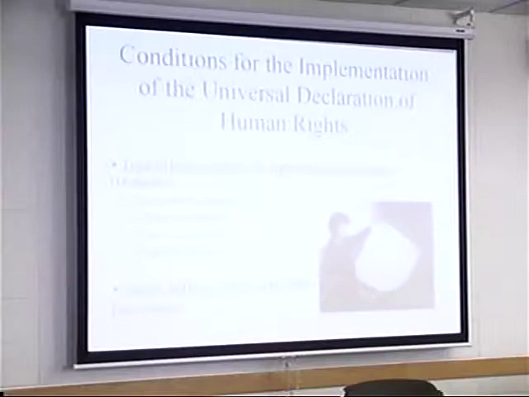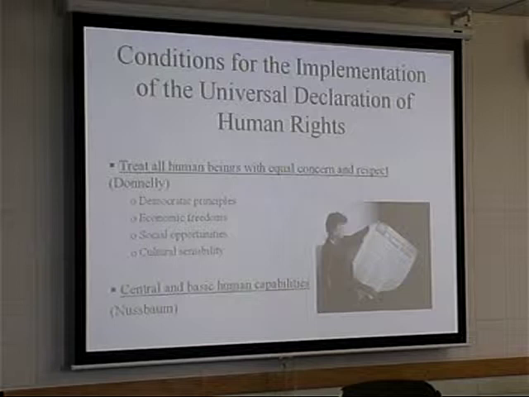Before we can talk about what human rights are and how they're implemented, we have to think about the conditions that allow this implementation. There are a lot of ways to think about it, so this is absolutely not comprehensive, but I look at it from two different perspectives. First of all, in order for human rights to be implemented, there needs to be universal recognition that all human beings must be treated with equal concern and respect. This is adapted from what Donnelly once said about citizens having to be treated with equal concern and respect, and I want to take it a step further and say that all human beings, not just citizens, have to be treated as such. We'll be discussing this more later when we talk about the role of nation states towards their citizens in particular.